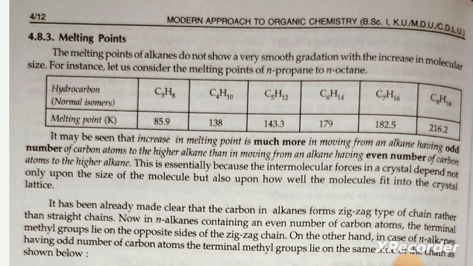Third is melting point. The melting points of alkanes do not show a very smooth gradation with the increase in molecular size. For instance, let us consider the melting points of n-pentane to n-octane.